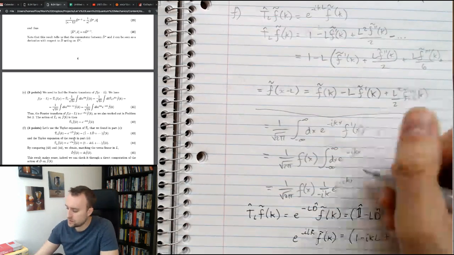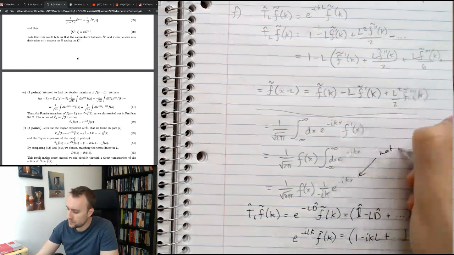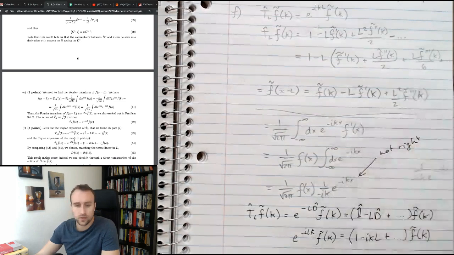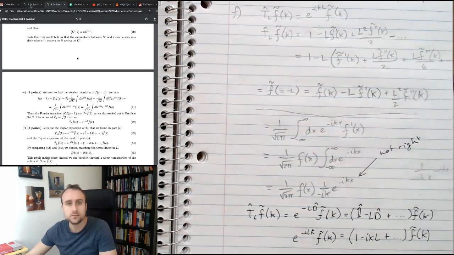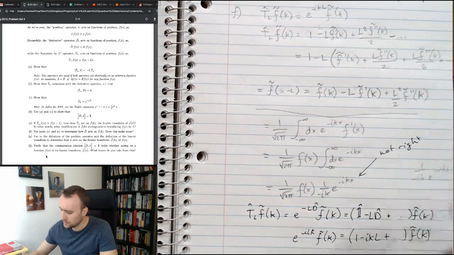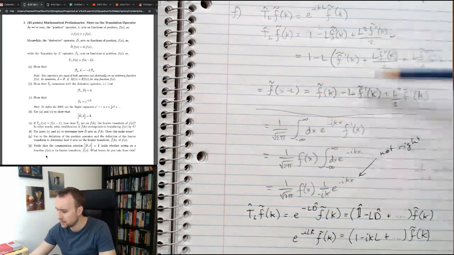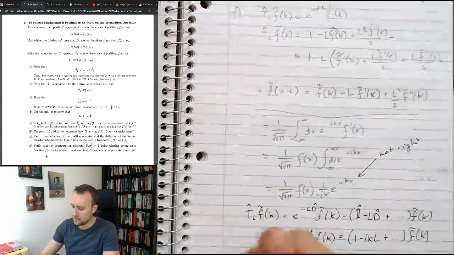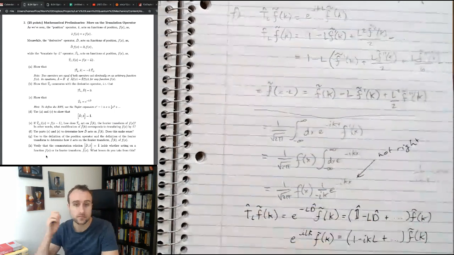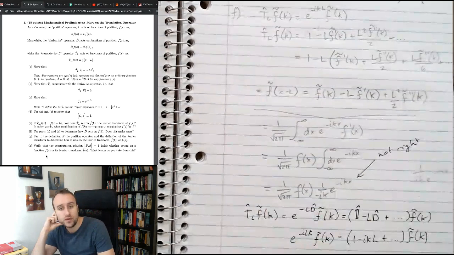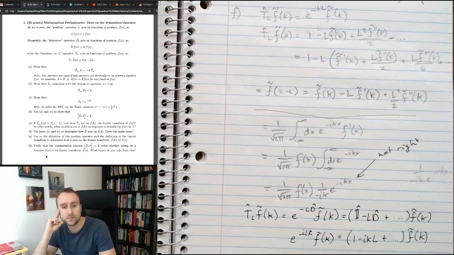so this was not right. I'll just point that out. So let's go through forward now. I think I understand this. I just wasn't getting them matched up. All right, G. Use the definition of the position operator and the definition of the Fourier transform to determine how x acts on the Fourier transform, f tilde k of f of x.